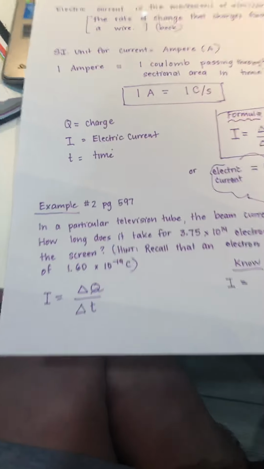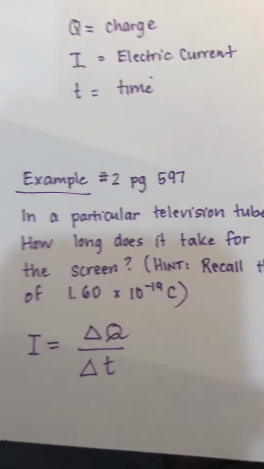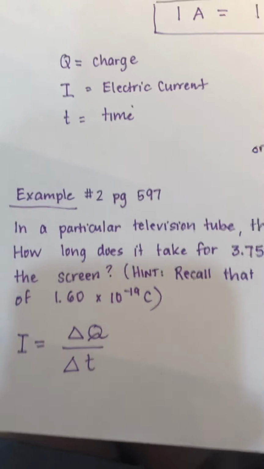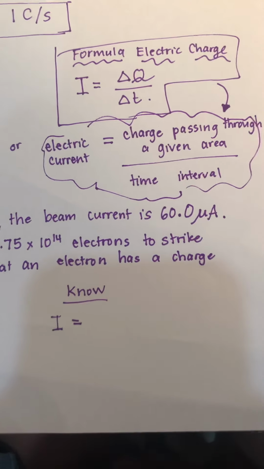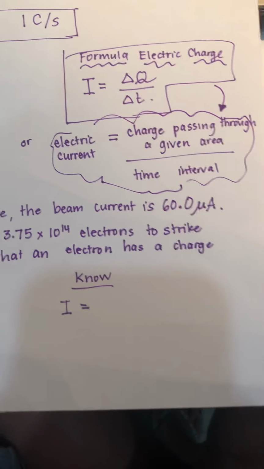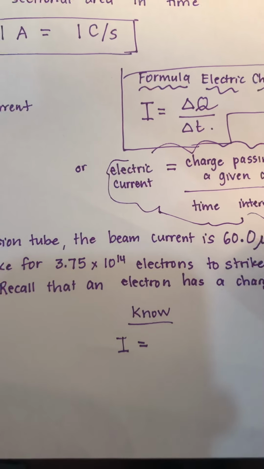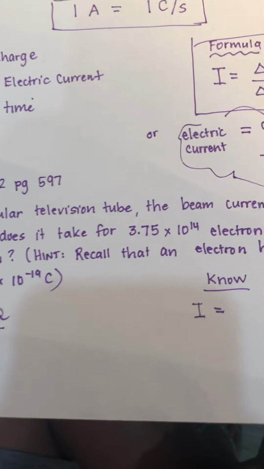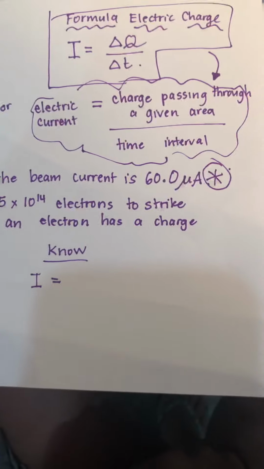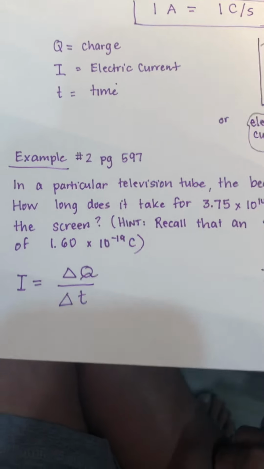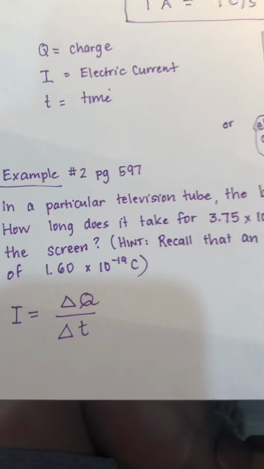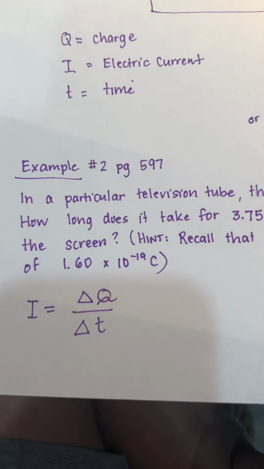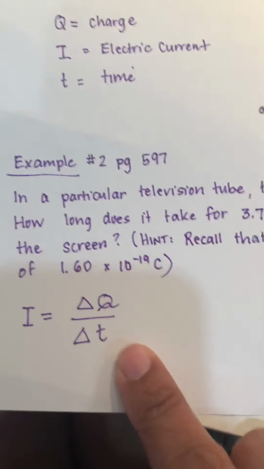So I decided to go through example 2 on page 597. If you have your textbook open, you can look at it, but I'll just read it out. In a particular television tube, the beam current is 60.0 microamps. I'm going to have to change this because we can't keep that in microamps. How long does it take for 3.75 times 10 to the 14 electrons to strike the screen? They also give you a hint: recall that the electron has a charge of 1.6 times 10 to the negative 19 coulombs. Recall that this is the formula they gave us in the book.